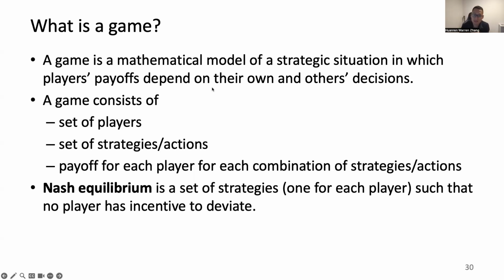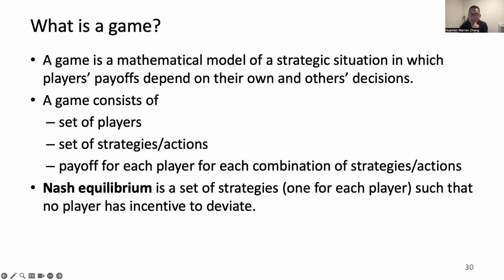And given this game, we can show that all games would have a Nash equilibrium, sometimes more than one Nash equilibrium. And a Nash equilibrium is just a set of strategies, one strategy for each player, such that no one has an incentive to deviate.